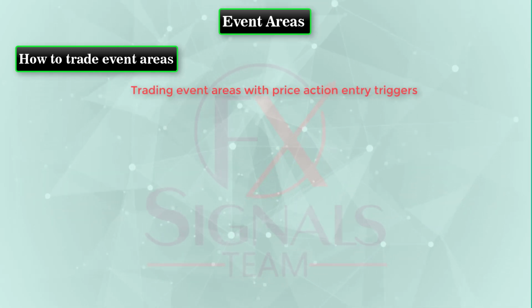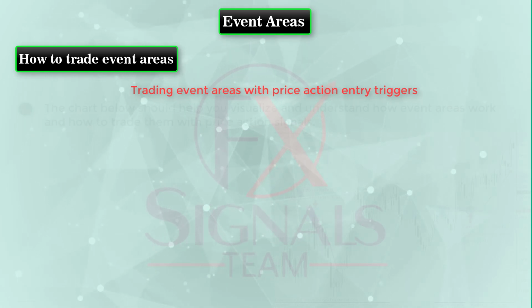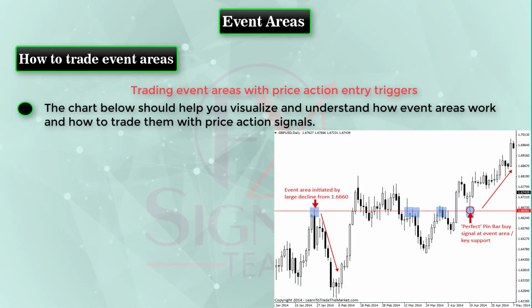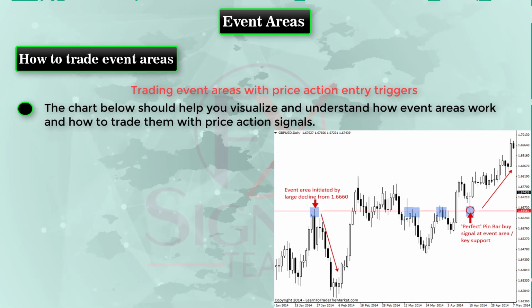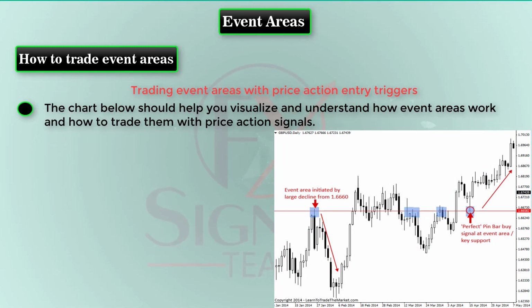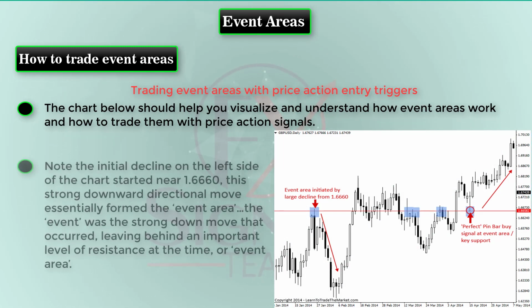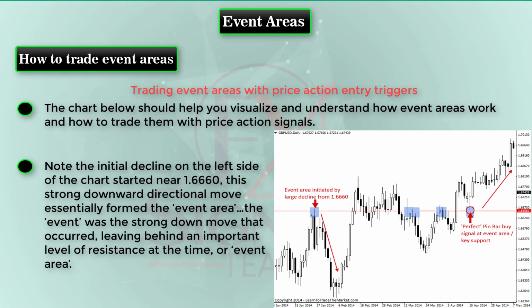Trading event areas with price action entry triggers. The chart below should help you visualize and understand how event areas work and how to trade them with price action signals. Note the initial decline on the left side of the chart started near 1.6660. This strong downward directional move essentially formed the event area. The event was the strong down move that occurred, leaving behind an important level of resistance at the time, or event area.